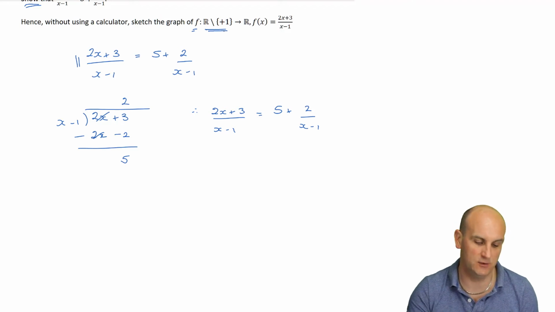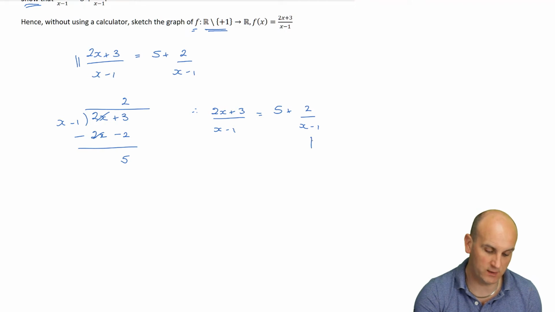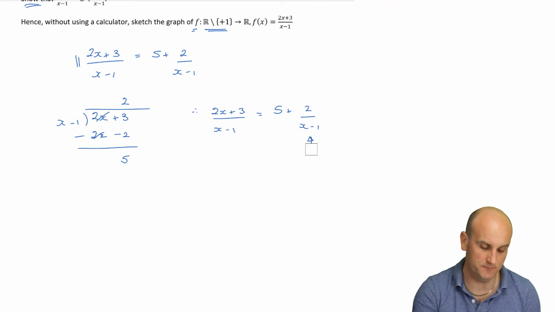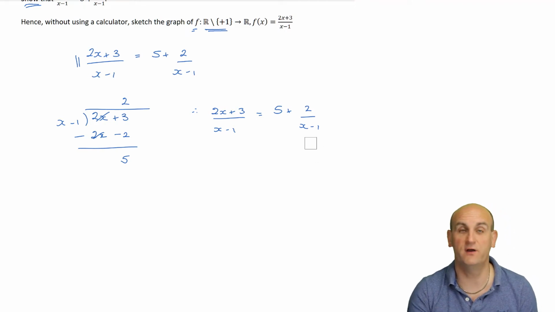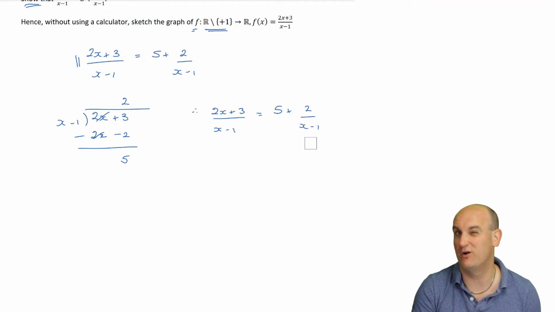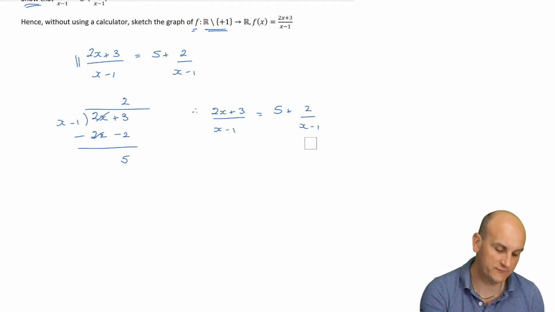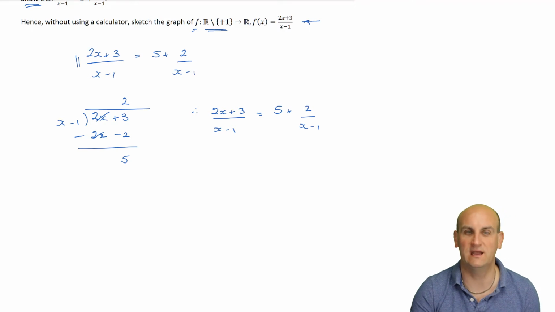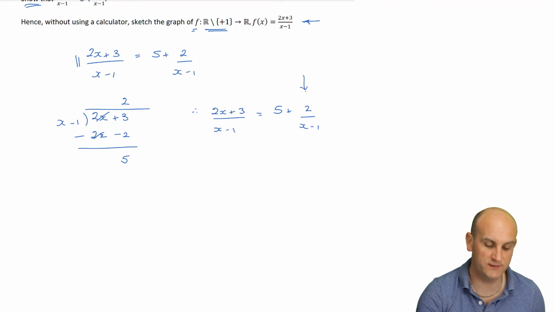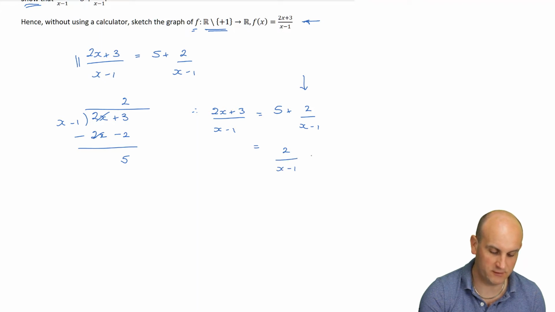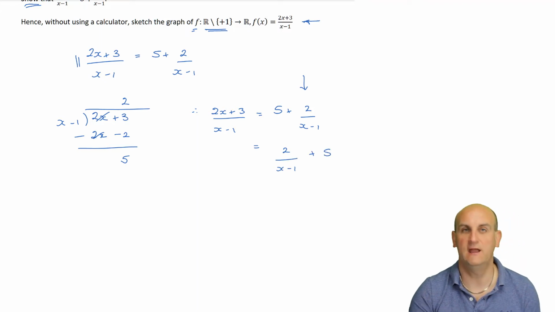And it says the function is defined for all real values, but not 1. Well, the reason it can't be 1 is because that would make the denominator 0, and we can't divide by 0. But the good news is they've now also told me where an asymptote is. I don't know how this is going to look without a calculator, but they've written it in a funky way, which if I rearrange it, gives me a function I know.